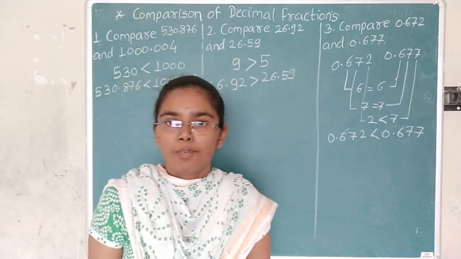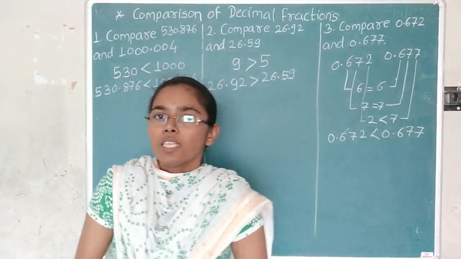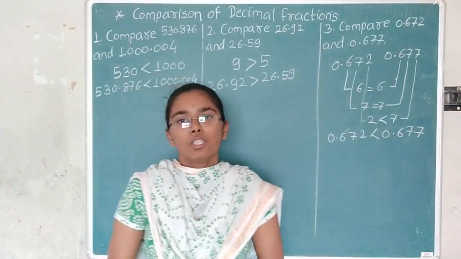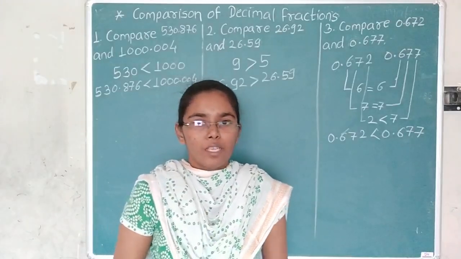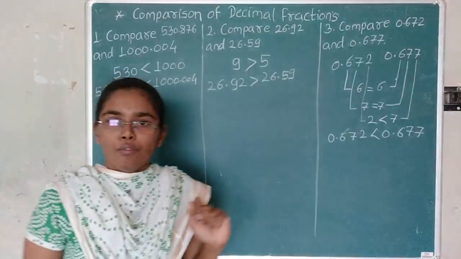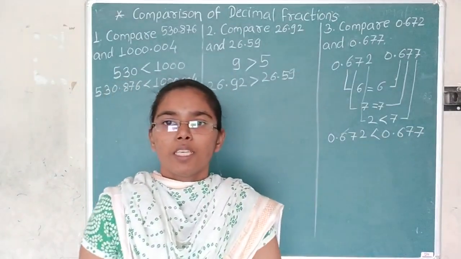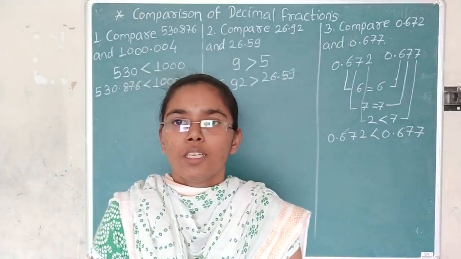We compare the given decimals, and by using this we can write the given decimals in ascending order as well as in descending order by using the comparison of decimal fractions. So in this way we will compare the given decimal fractions. Thank you.